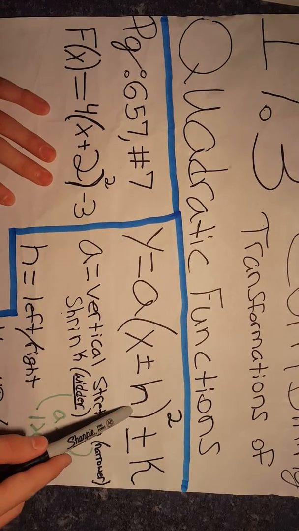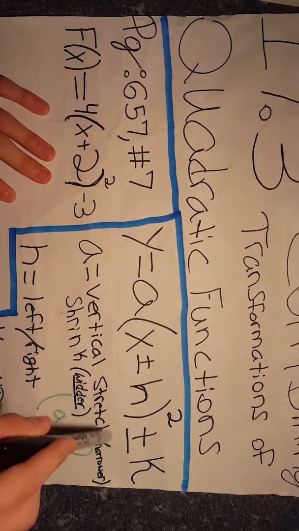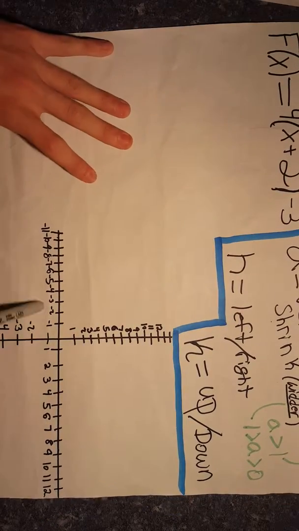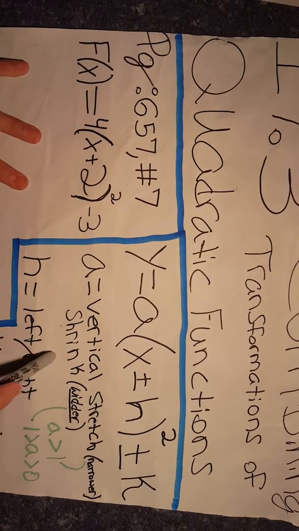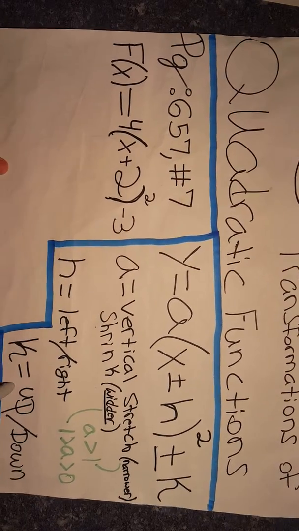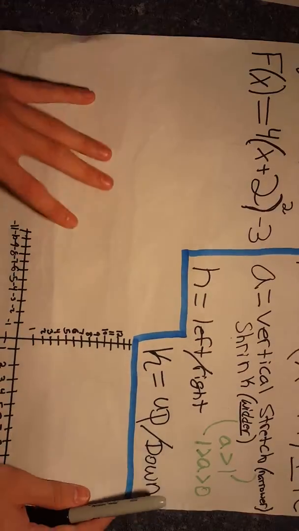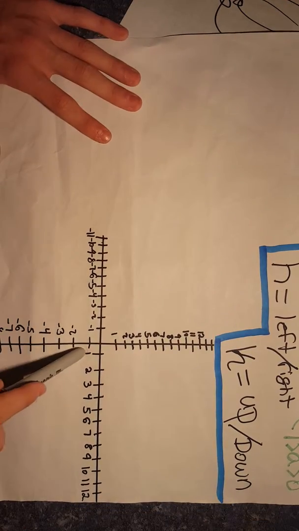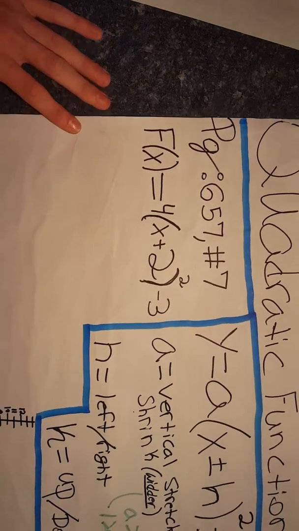Next, we're moving on to h. H equals left or right. That means that h in this problem determines whether your graph is going to go left or right. Now finally, let's move on to k. K equals up or down, meaning on your graph you will be moving either up or down. That determines what number it is. So, now let's get on to the problem.